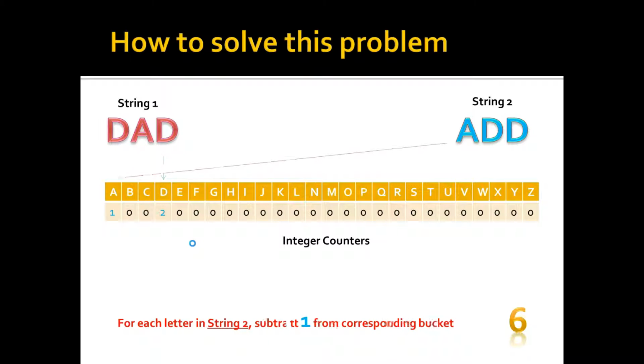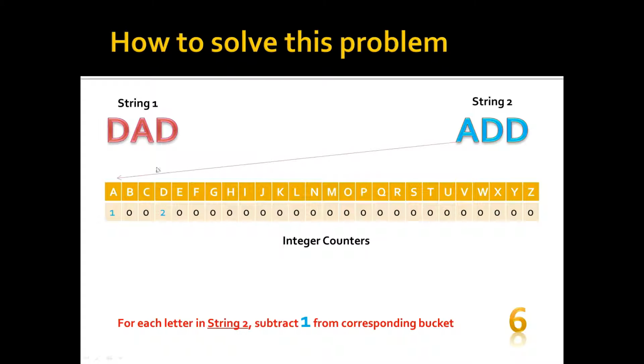All right, so that takes care of the first string. We move on to the second string. Now we want to change the rules a little bit. Instead of adding, we're going to subtract. So for each letter in string two, let's subtract one from the corresponding bucket in the same array.